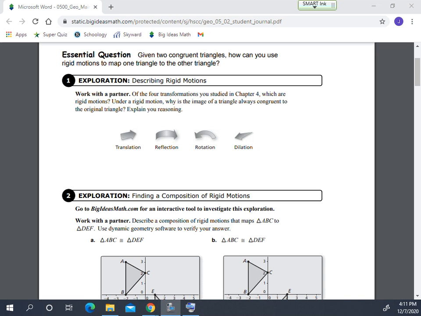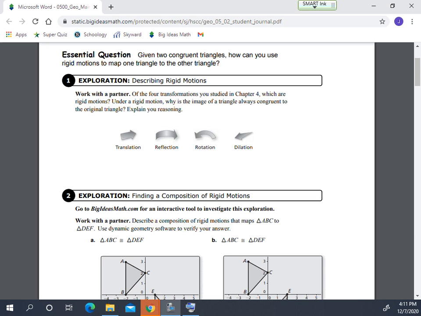Rigid motion holds side lengths and angle measures. Okay, with rigid motion, side lengths and angle measures stay the same. So our first question is, of these four, which hold rigid motion, or which have rigid motion?